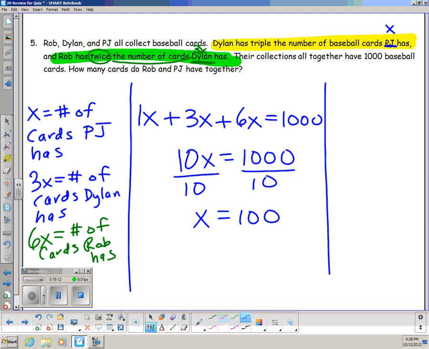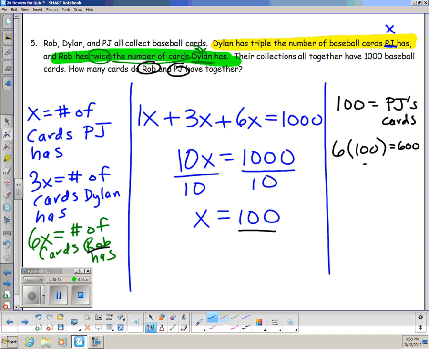So x is 100. Now the question is a little different this time. It says, how many cards do Rob and PJ have together? Well, I look back to my setup column. X was the number of cards PJ has, and we found X's value. So we know PJ has 100 cards. Okay? We want to find out what PJ and Rob have together. So I will go to the Rob setup, and I will see Rob has 6x cards, but X is 100. So 6 times 100, I'm just substituting in for X. 6 times 100 is 600, and that's Rob's number of cards.